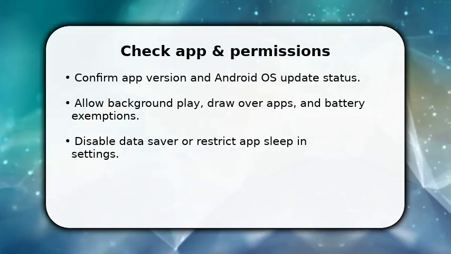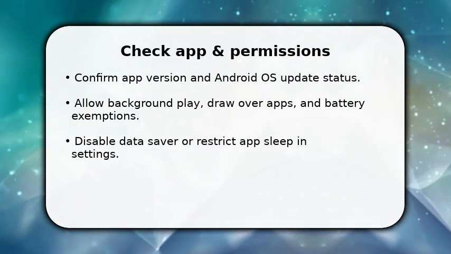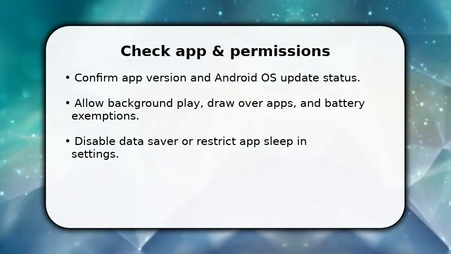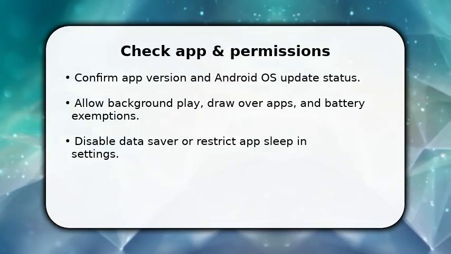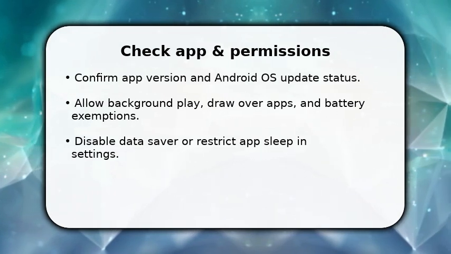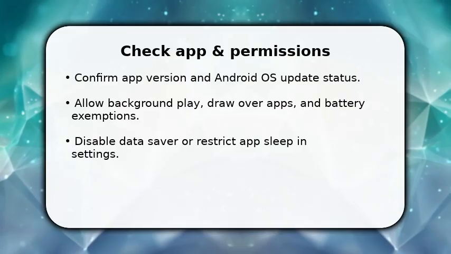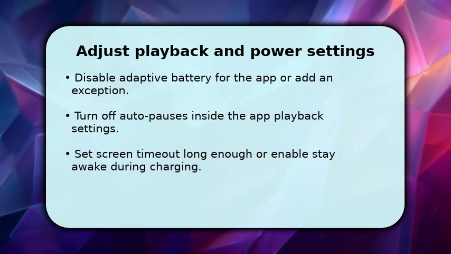Once done, turn off Data Saver or set the app as unrestricted for background data so network drops don't trigger pause. These steps prepare your phone for the fixes that follow. Now you change the settings that most commonly cause auto pause.